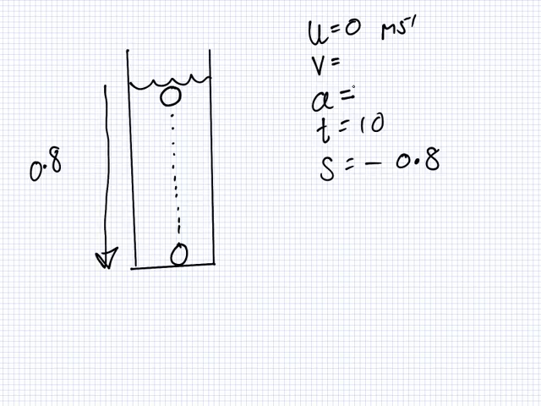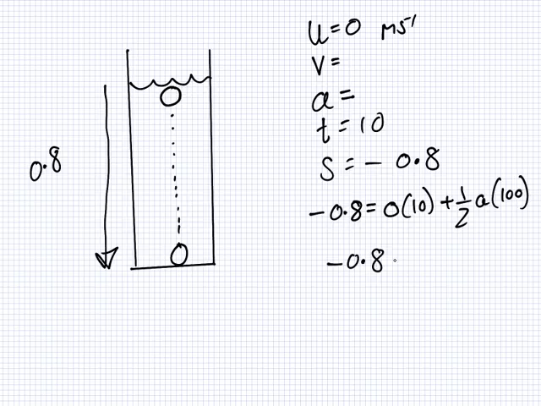So what can I calculate here? I can get the A, right? So what will give us the A? S equals U T plus a half A T squared. So that's minus 0.8 equals 50A. So A equals minus 0.016 meters per second squared.